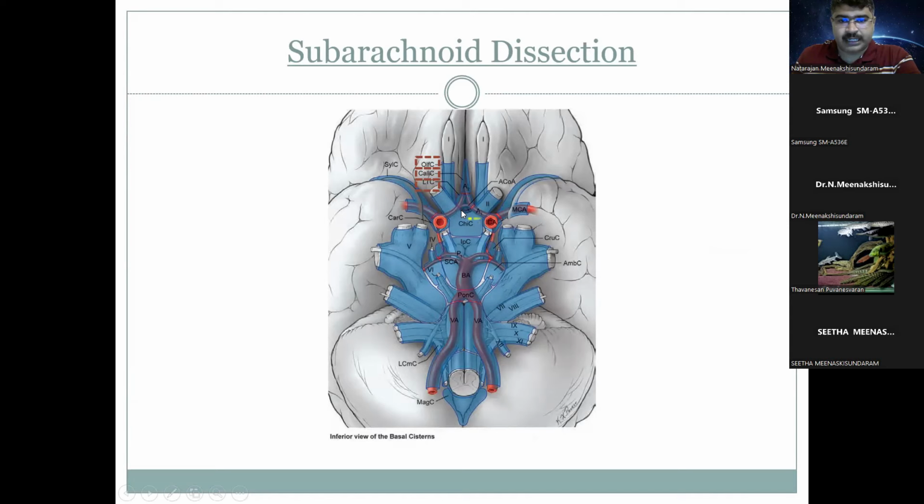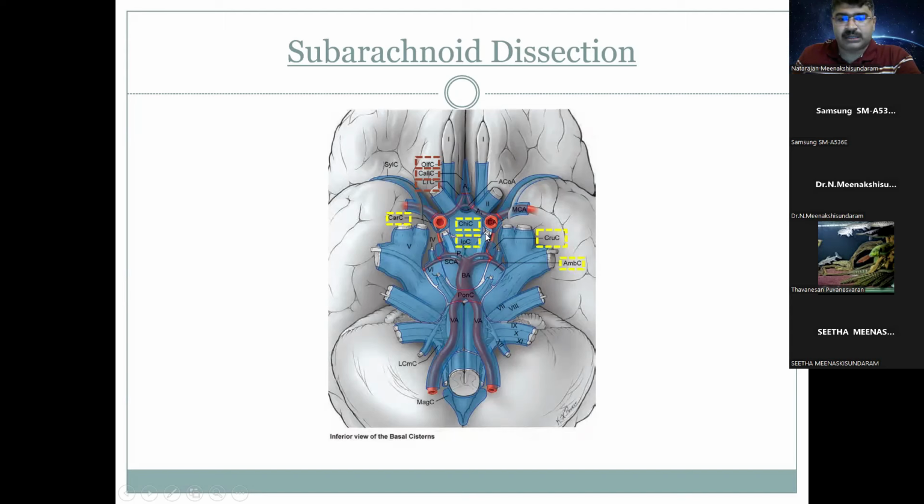communicating arteries are related. This is the chiasmatic cistern. The optic chiasma and anterior communicating artery are related here. The carotid cistern, in which the carotid artery lies. This is the crural cistern, where the posterior cerebral artery, P1 PCA, lies. This is the ambient cistern, where the P2 PCA and the PICA lie.